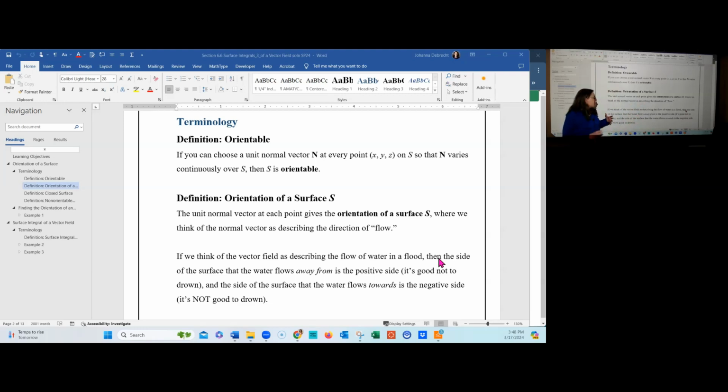If we think of the vector field as describing the flow of water in a flood, then the side of the surface that we're flowing away from is the positive side, since it's a positive thing for the water to go away and us not to drown. If we think about the side that the water is flowing towards, then the water is coming in, we might drown, which is a negative thing.